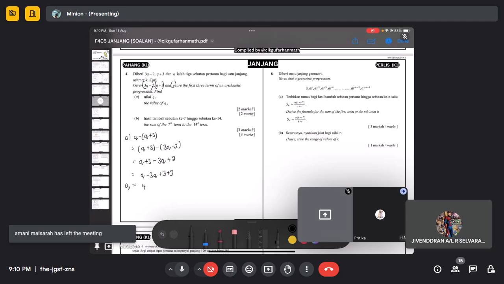Moving into B, find the sum of the 7th term to the 14th term. So in the middle there's 7 difference.